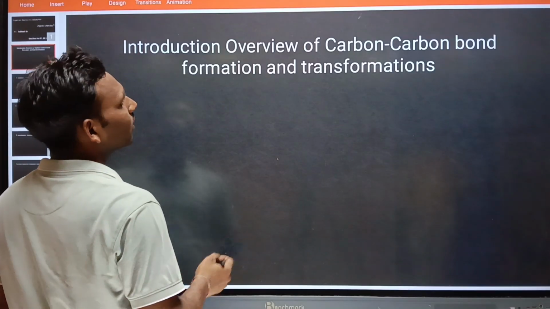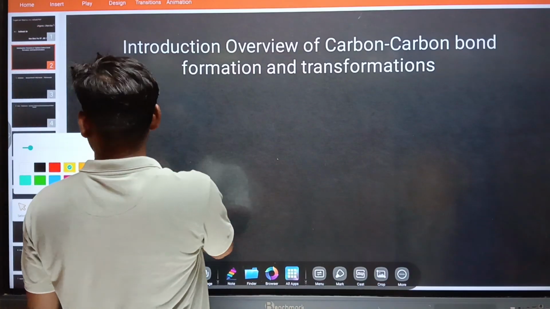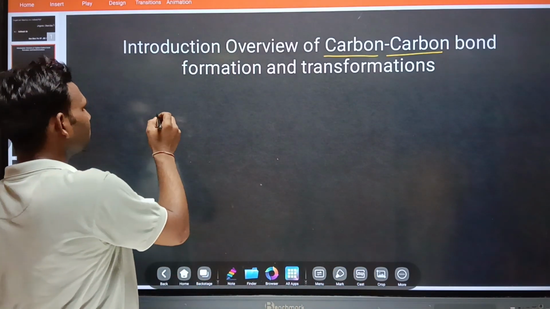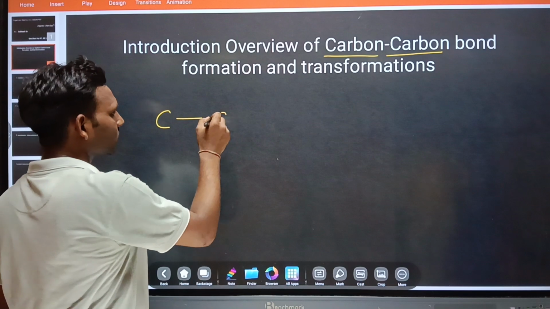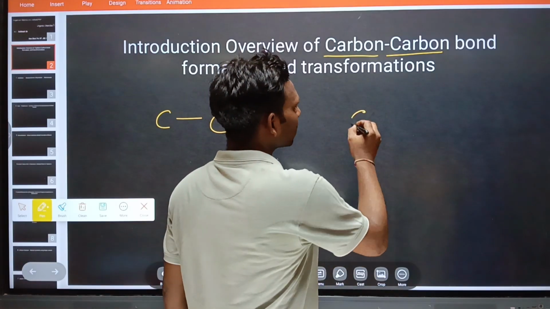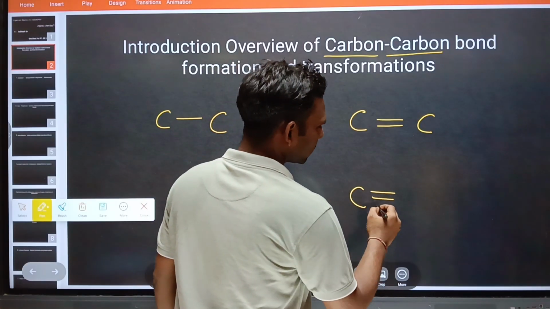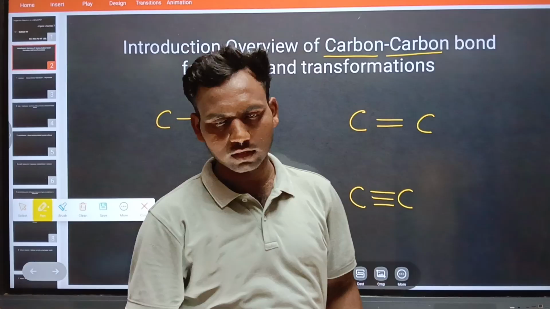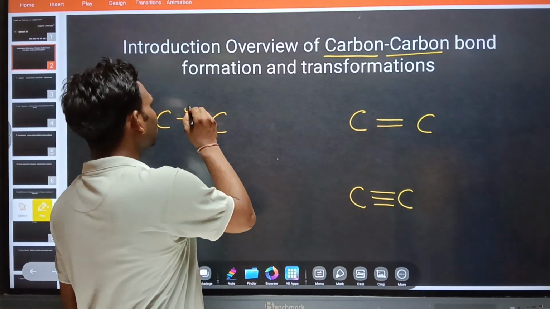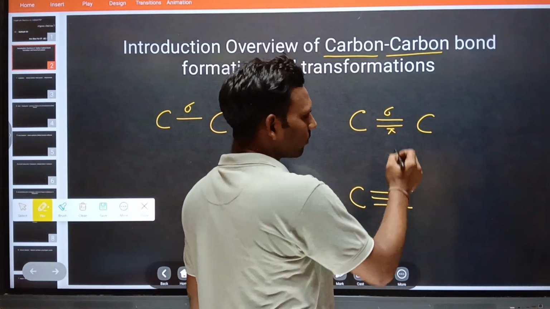carbon-carbon bond formation and transformation. Generally, in carbon-carbon bonds, there is the carbon-carbon single bond in saturated hydrocarbons, and the carbon-carbon double bond and carbon-carbon triple bond in unsaturated hydrocarbons. The carbon-carbon single bond is a sigma bond, and in the carbon-carbon double bond, one is a sigma bond and the second is a pi bond.